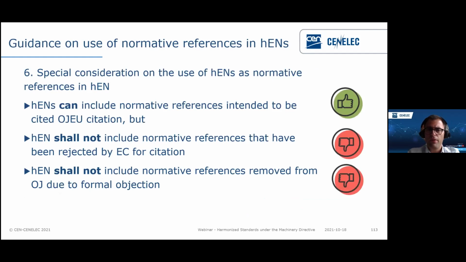standards. So tip number 6 is for you to be very careful when you are using other harmonized standards as normative references in your harmonized standard. In principle, if these harmonized standards are being developed at the same time as your harmonized standard, or they have been offered to the Commission for citation but there is no result of assessment yet, those harmonized standards can also be normative references. What you cannot do is include harmonized standards as normative references that have meanwhile been rejected by the Commission for citation. And the same applies if you include a normative reference that has been rejected and removed from the Official Journal because of a formal objection.